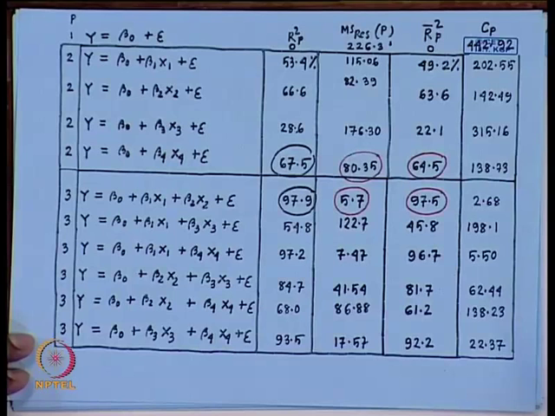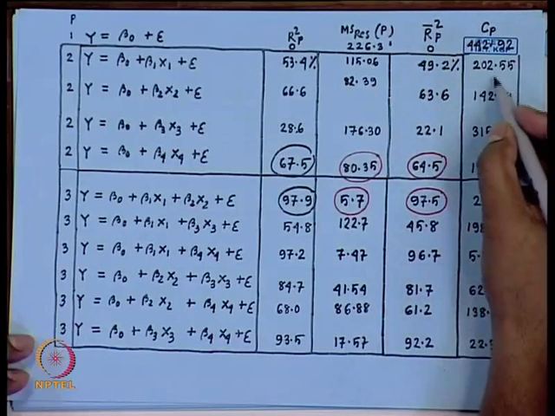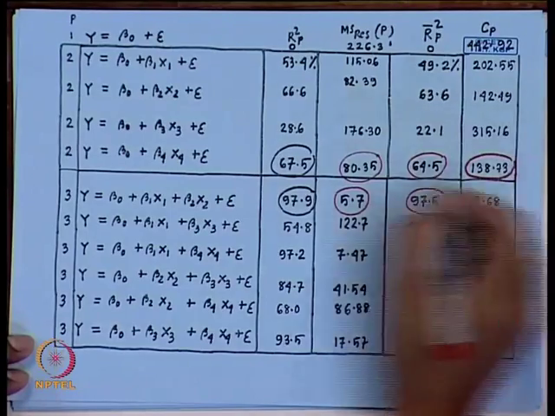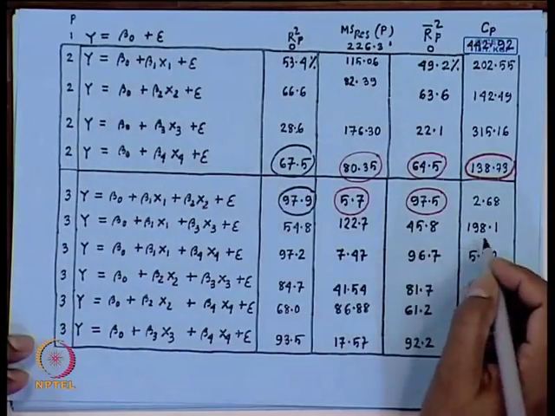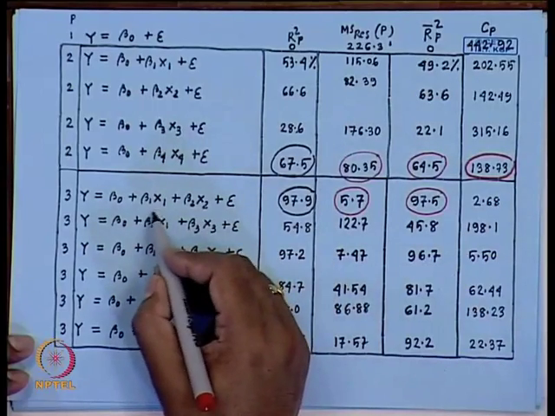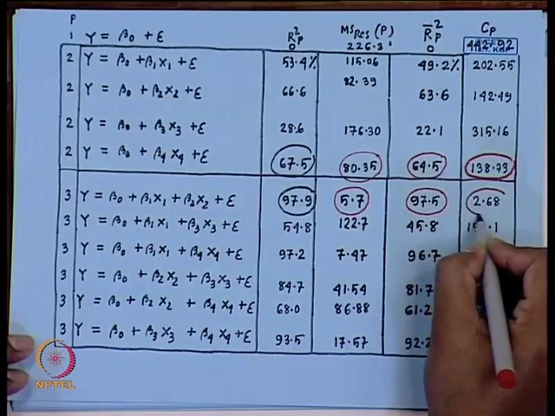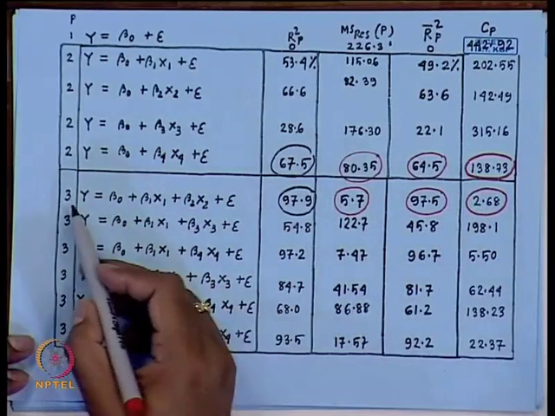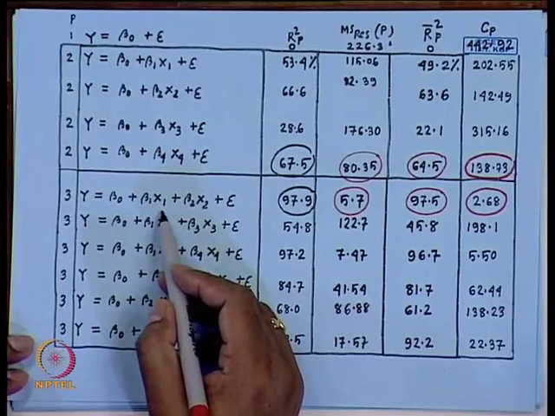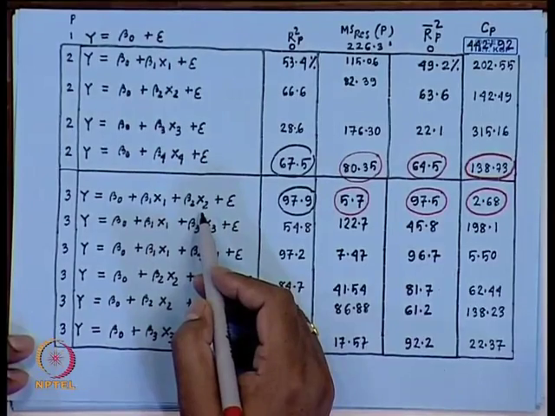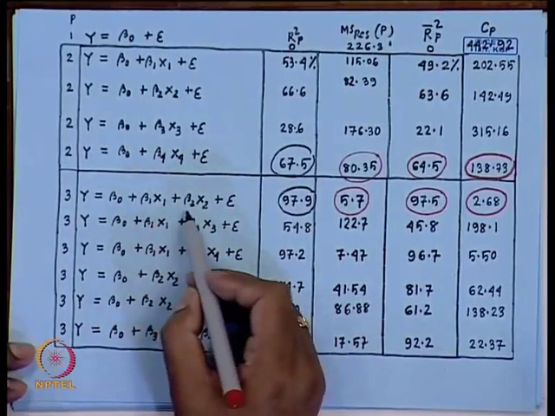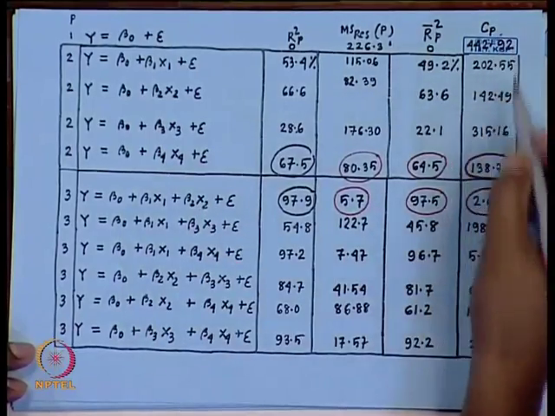Now, here the smallest Cp is 138, but of course, it is very far from 2. So, this is not acceptable according to the Cp criteria. Now, for the 2 variable case, or the model involving 2 regressors, this one is the small one, 2.68, and it is very close to 3. So, the model which involves x 1 and x 2 is a good, acceptable model in terms of the Cp criteria.